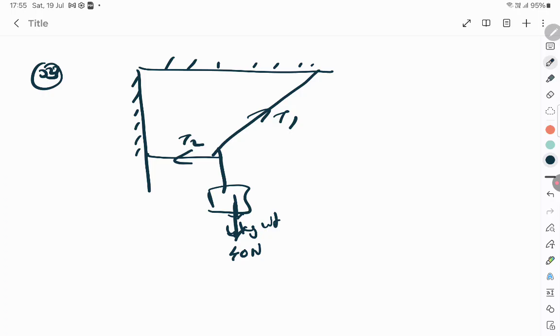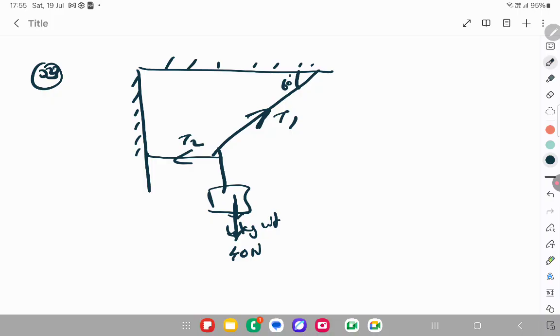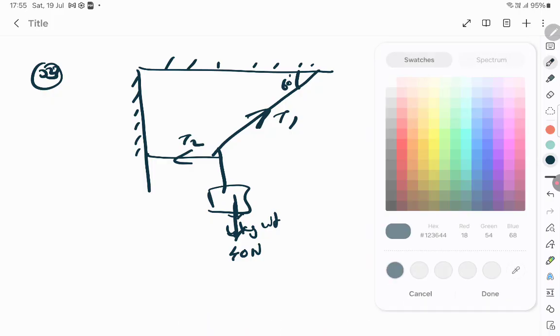That will be the downward force acting on it. And can you see that the T1 is slanting? They have already given this as 60 degrees. I would not use Lami's theorem. I would just resolve it as vectors.